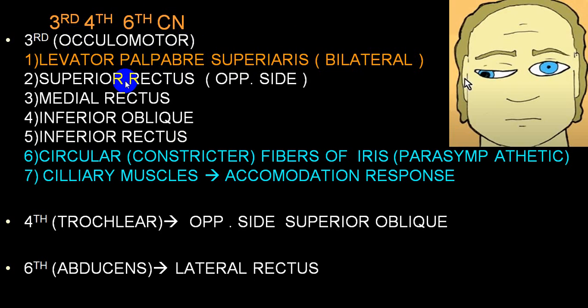Superior rectus, medial rectus, inferior rectus, and inferior oblique. These are the four extraocular muscles which will be supplied by the oculomotor nerve. Plus, it will also be supplying fibers to the iris, which we call circular fibers or constrictor fibers, and these are parasympathetic.